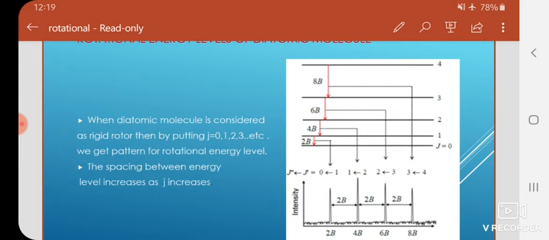It is not 4B. If J is equal to 2, then 2 into 2 plus 1, that is 3 into 2, 6B. When J is equal to 3, E3 is equal to B into 12, or 12B. For J is equal to 4, the total rotational energy E4 is equal to B into 20, or 20B. So we know the energy of each level.